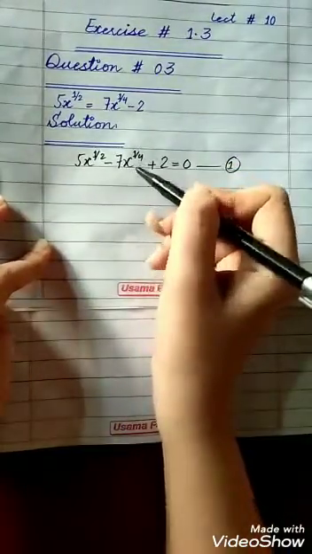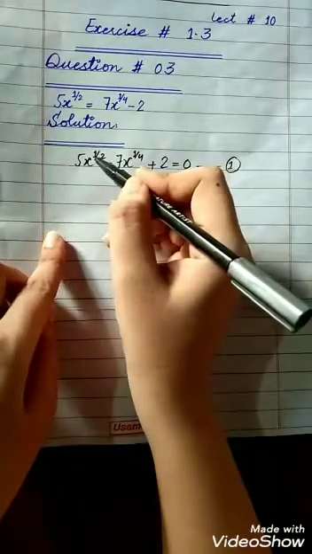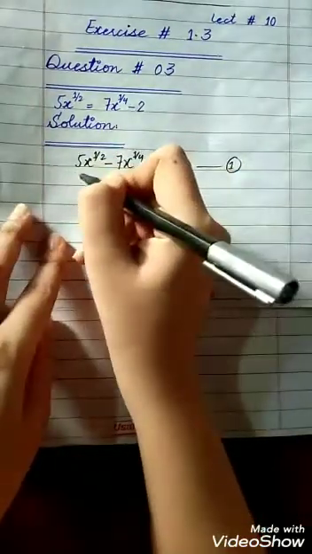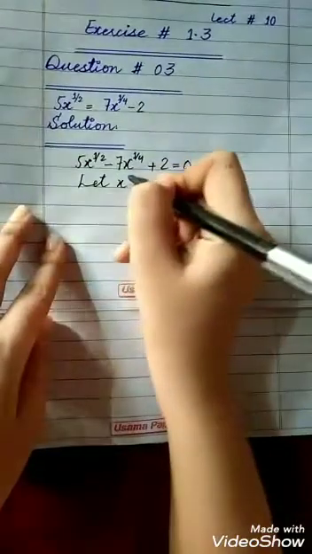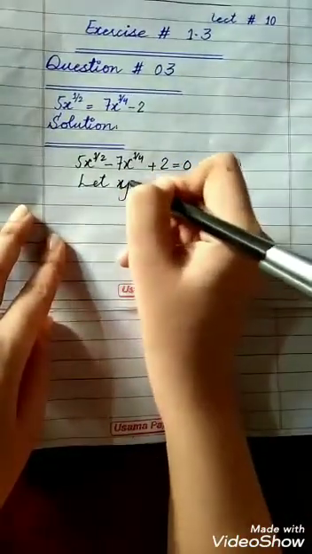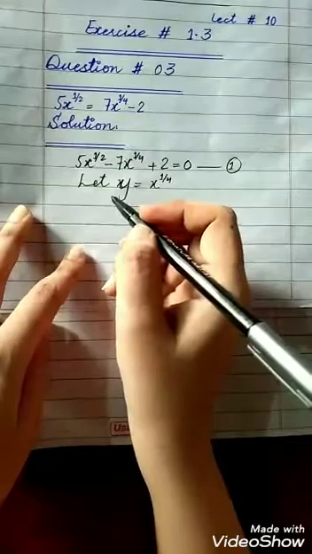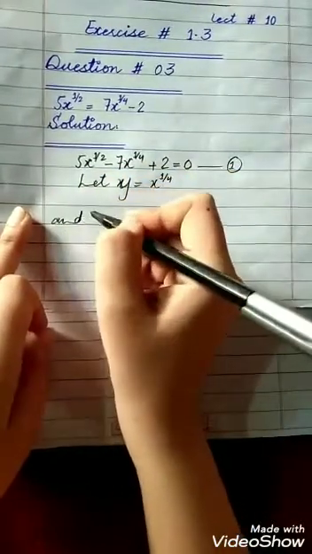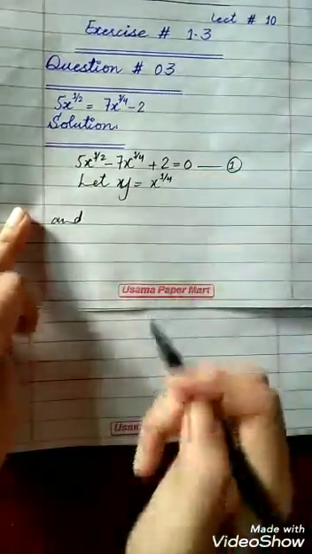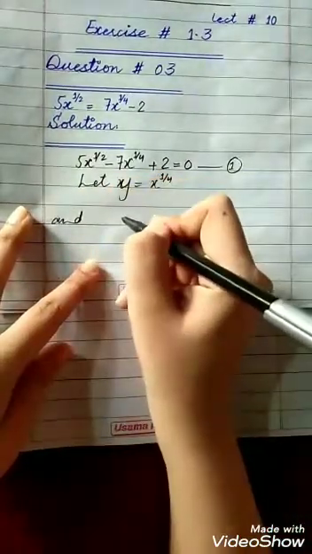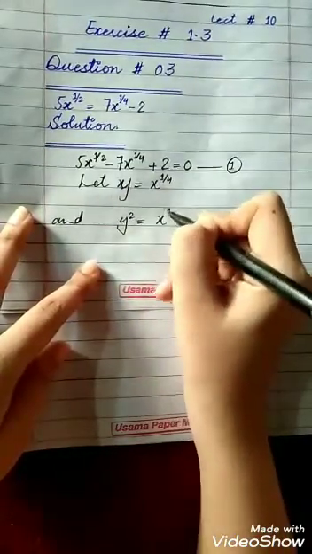Students, I informed you that we check the variable's powers, the maximum power and the minimum power, and we make a substitution. The minimum power is x power 1 by 4, so let y be equal to x power 1 by 4. Fine. And we will take its square, meaning we have to let it. So y square is equal to x power 1 by 2.